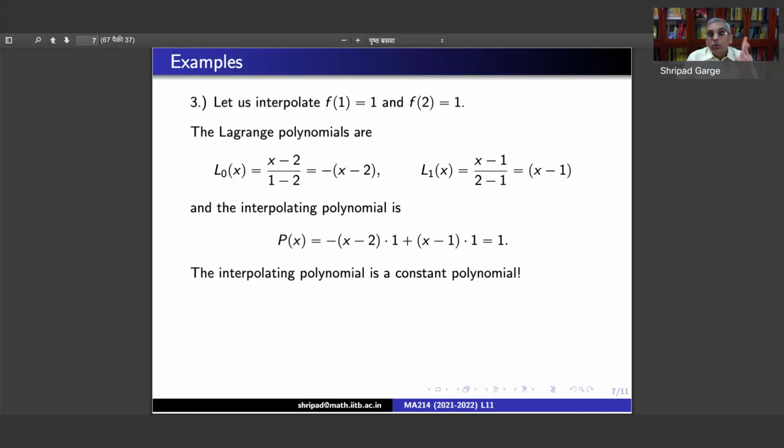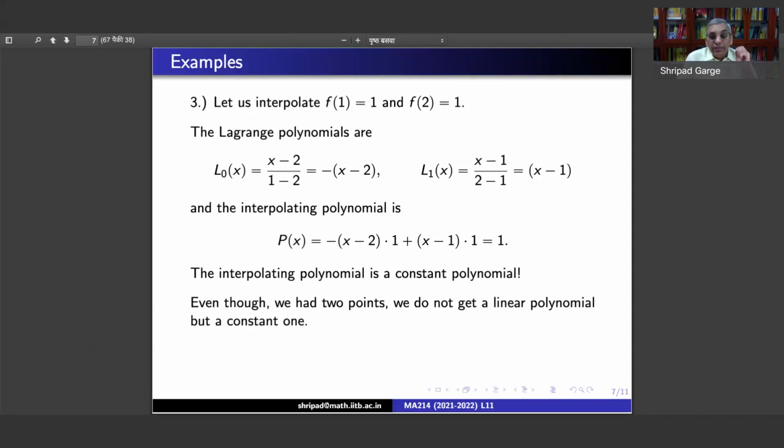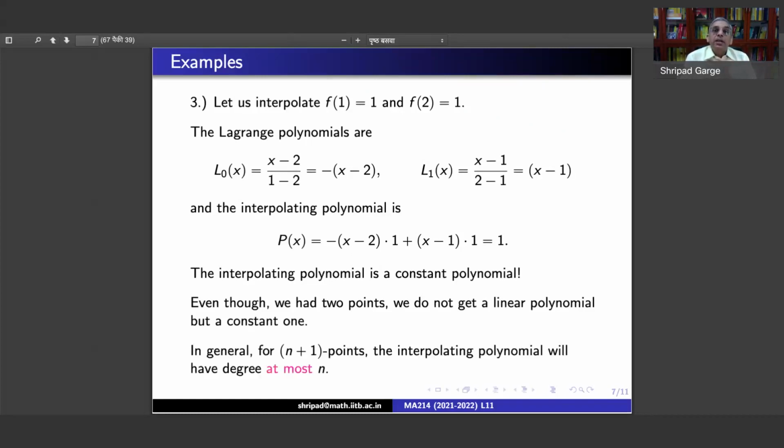So the interpolating polynomial is indeed a constant polynomial. Although you had only two nodes, the interpolating polynomial is not linear. It represents a line, that is true, but it's not a linear polynomial in the sense that it doesn't have a non-zero x coefficient. It is the constant polynomial y equal to 1. So even though there are 2 points, you may not always get a linear polynomial, and this is why we say that the interpolating polynomial will have degree at most n. This is the thing that we have always been saying.